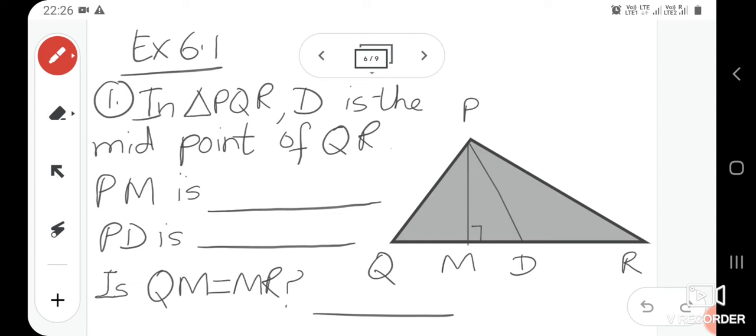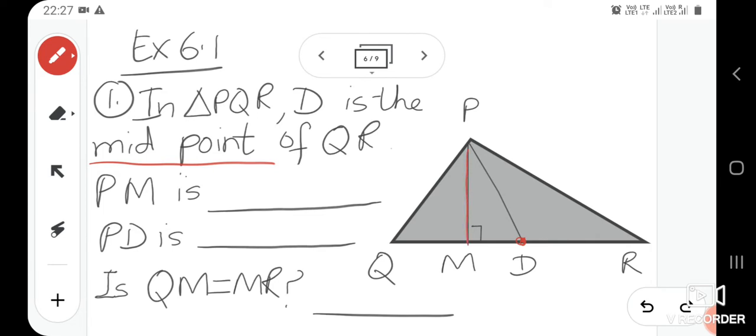First question is, in triangle PQR, D is the midpoint of QR. D is midpoint. Midpoint means it is in the middle, center. So this line PD, what will be this? Think, if D is a midpoint, what can we think or say about this line PD?